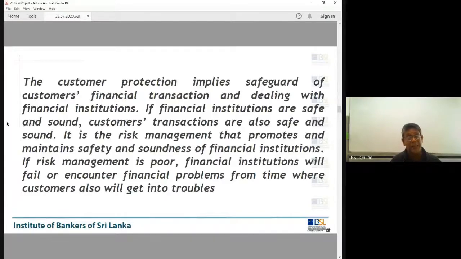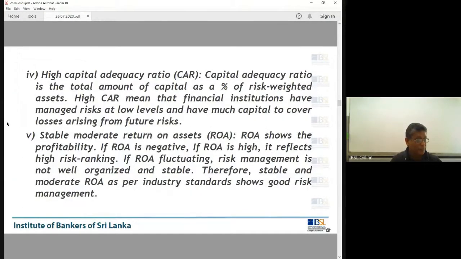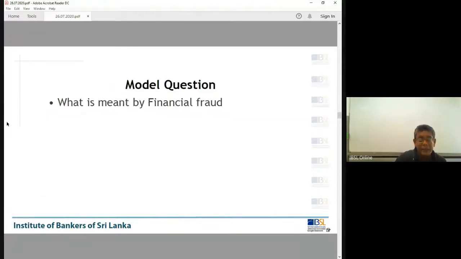What we have discussed up to now: we discussed how important risk management is, we identified certain risks, and then we talked about how to identify a better organization, a better bank. Now, having understood that, we are going to discuss another important area. We call it, what is meant by financial fraud.